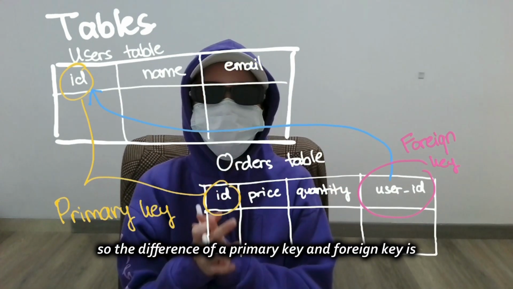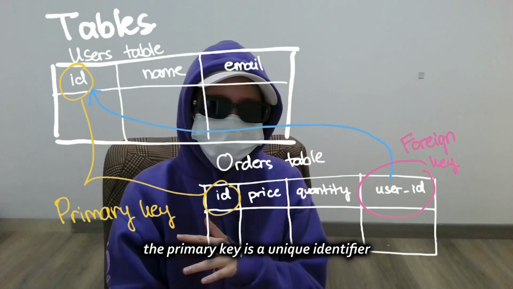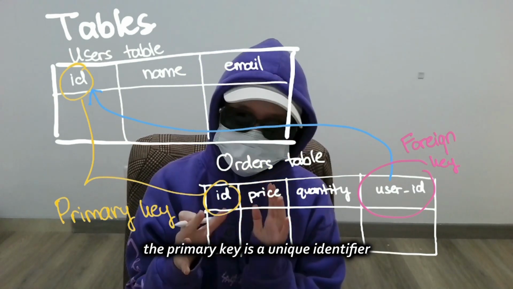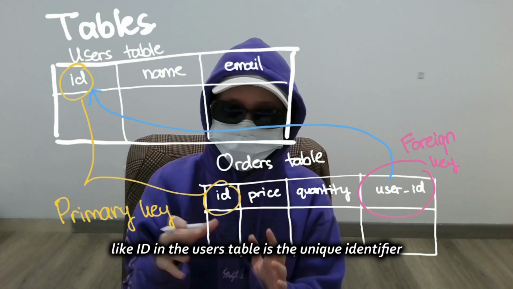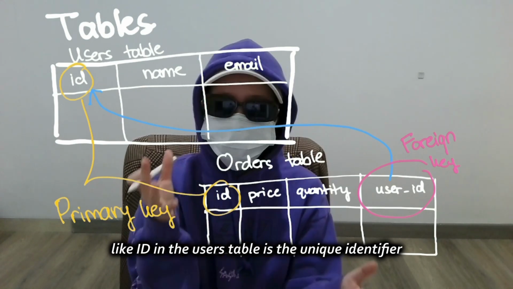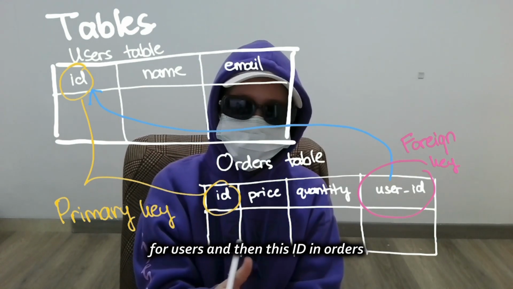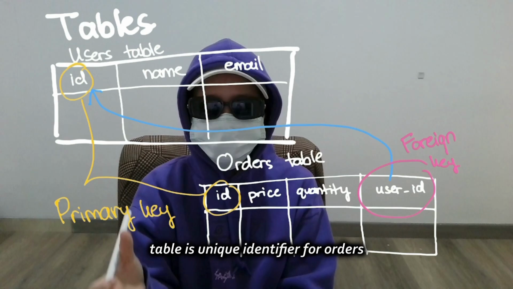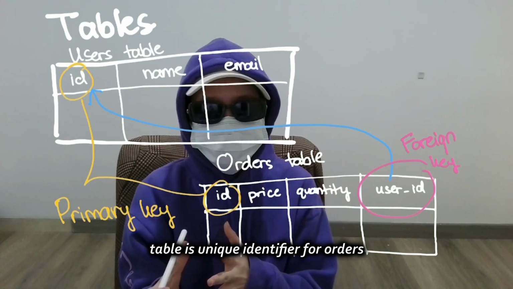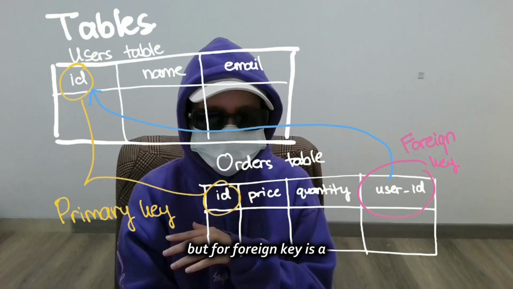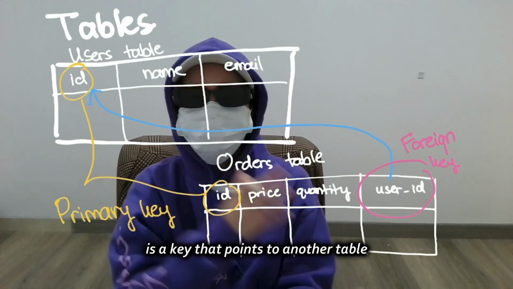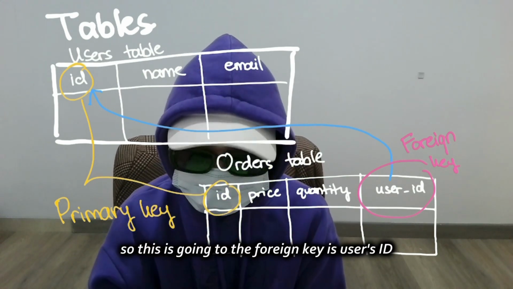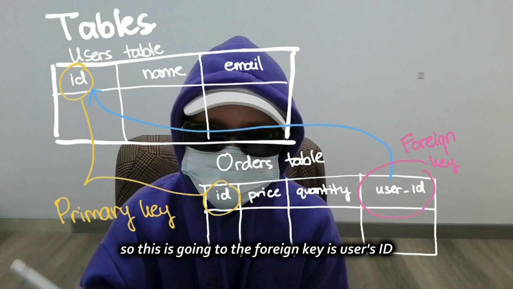So the difference between a primary key and a foreign key is that the primary key is a unique identifier. Like the ID in the users table is the unique identifier for users, and this ID in the orders table is the unique identifier for orders. But a foreign key is a key that points to another table. So here, the foreign key is the user ID.